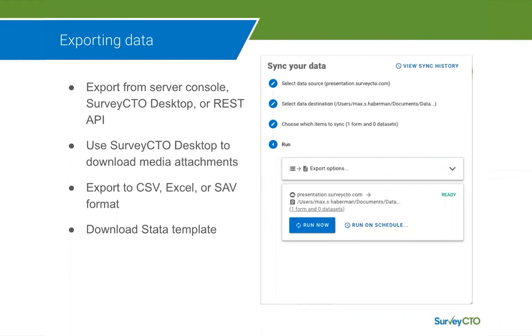If you are familiar with scripting languages such as Python or R, you can also download your data and attachments using the REST API. When you download your data using the server console or SurveyCTO Desktop, you can export it either to CSV, Excel, or for SPSS users, SAV format. Export in the format that works best for you. If you are a Stata user, you can also export a template that can be used with the CSV data for analysis once your data is exported to begin your analysis.